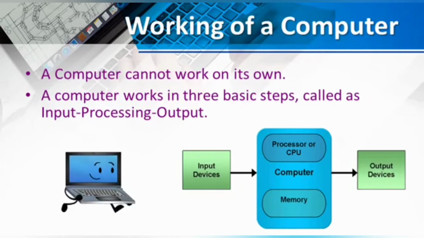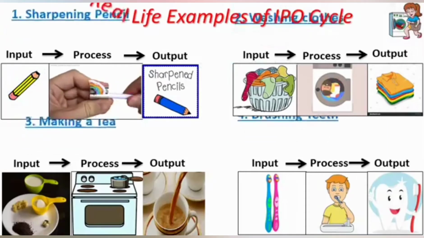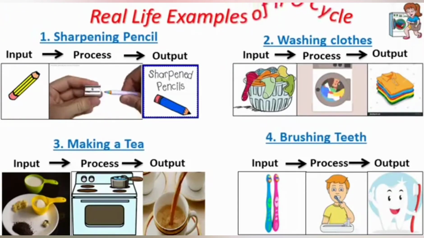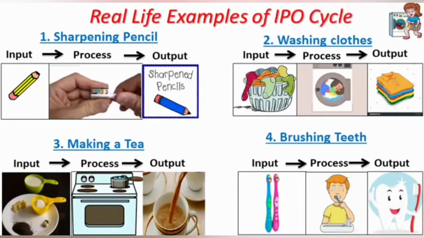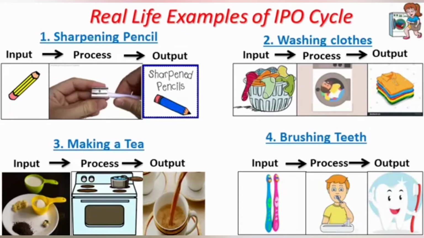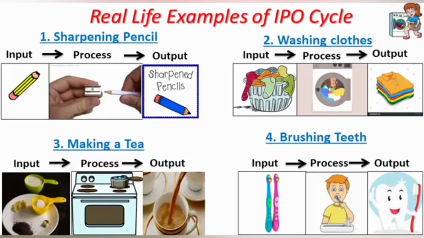Then the result is known as output. We can discuss some daily life examples of input, process, output. Same here, washing clothes. The input is the dirty clothes, the process is the working of the washing machine, and the output is the cleaned clothes.